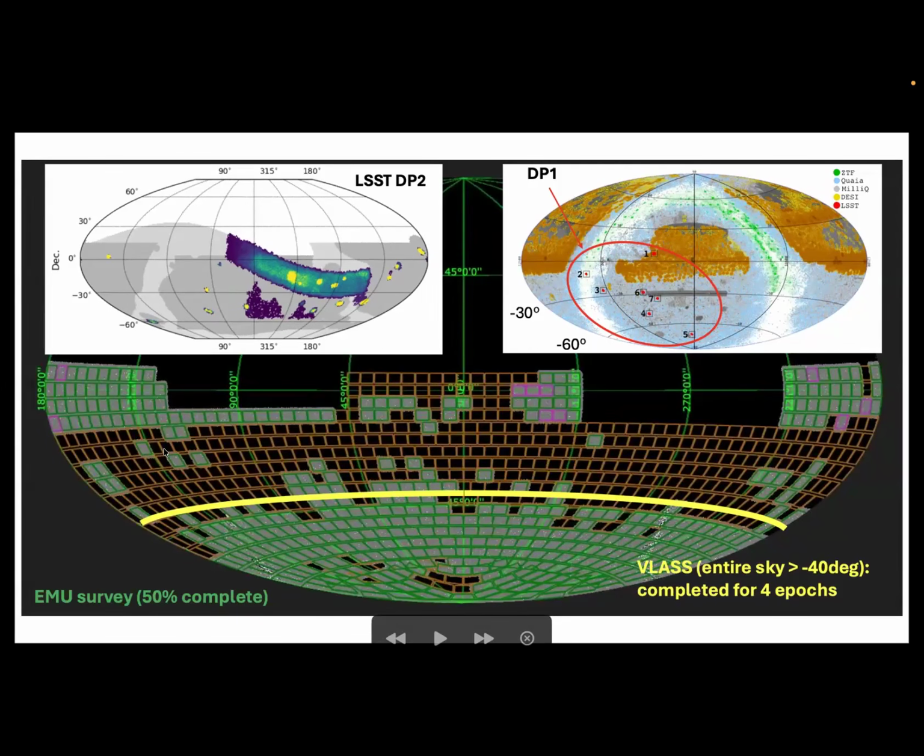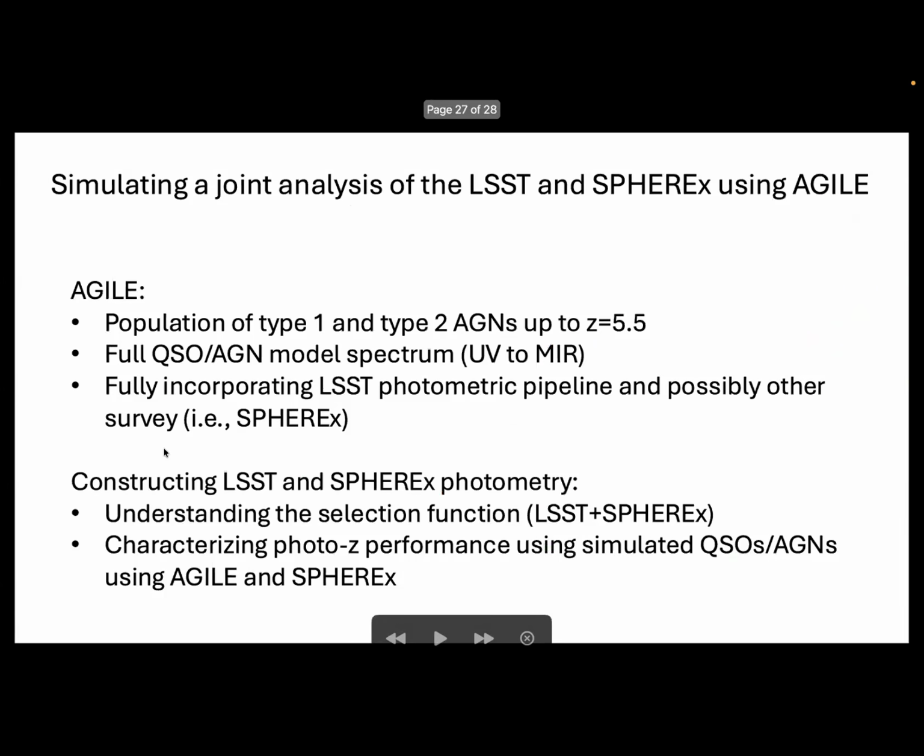This is the EMU survey. The gray area is the already completed region of the sky, but the empty square is still TBD. So they need roughly 50% more of the sky completed. VLASS is already completed for the 4 epochs, and everything beyond the minus 40-degree sky is fully covered now. So we have very good coverage in the X-ray and the radio as well.